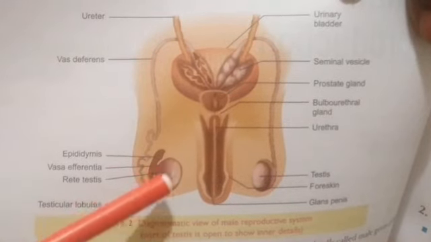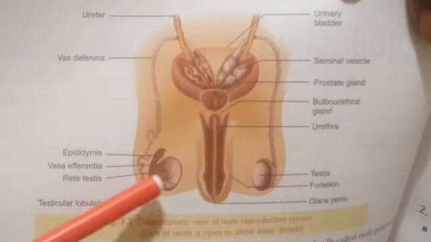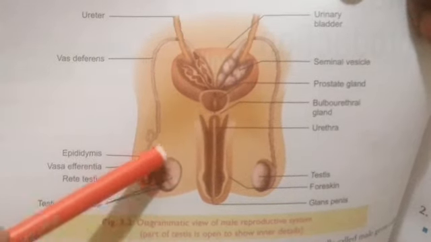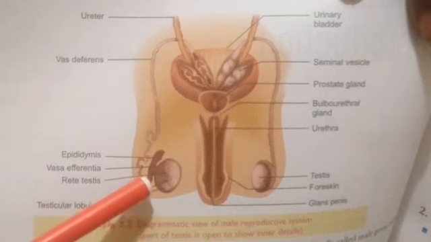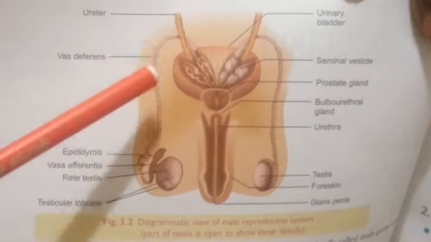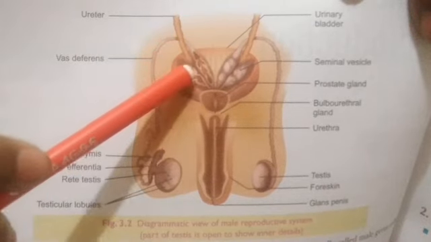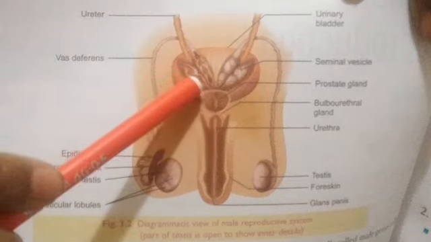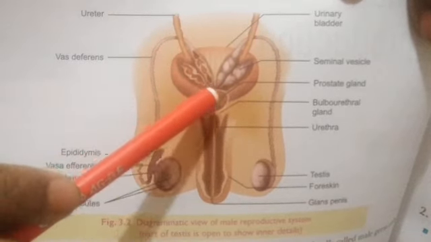You can see here, these are the testes, this is the scrotum, this is the epididymis, and this is the vas deferens. This vas deferens is coming here. This is the seminal vesicle. Clear, they are joining to form the ejaculatory duct.